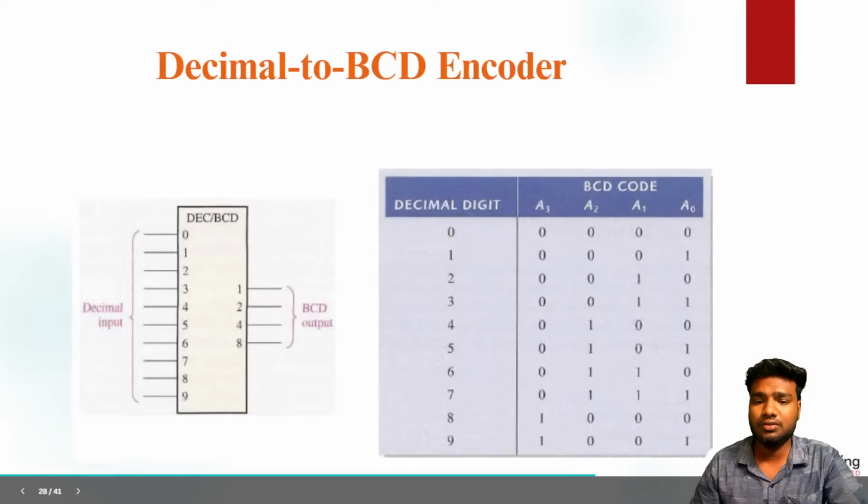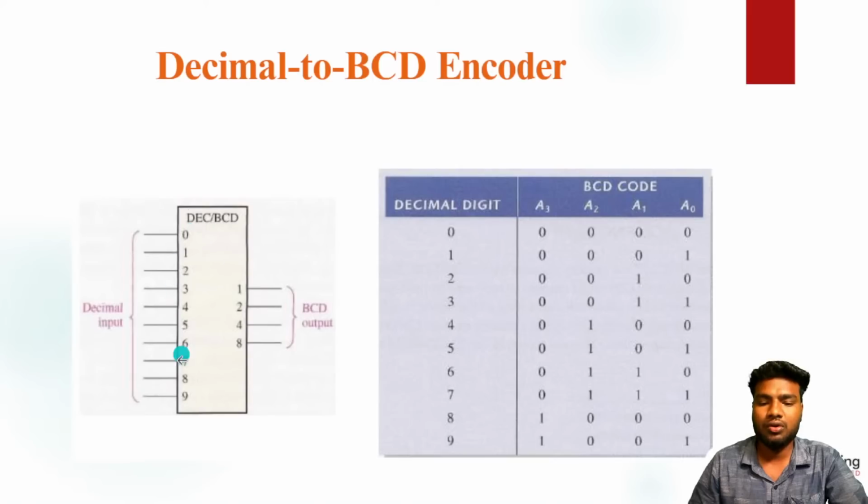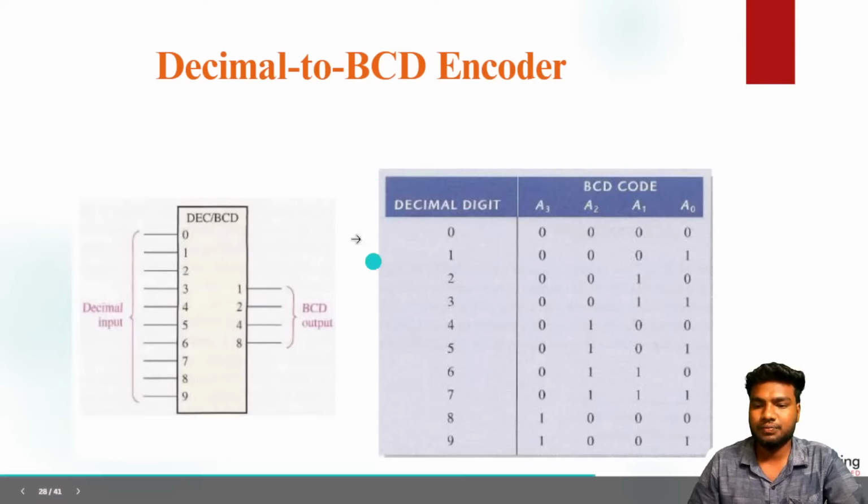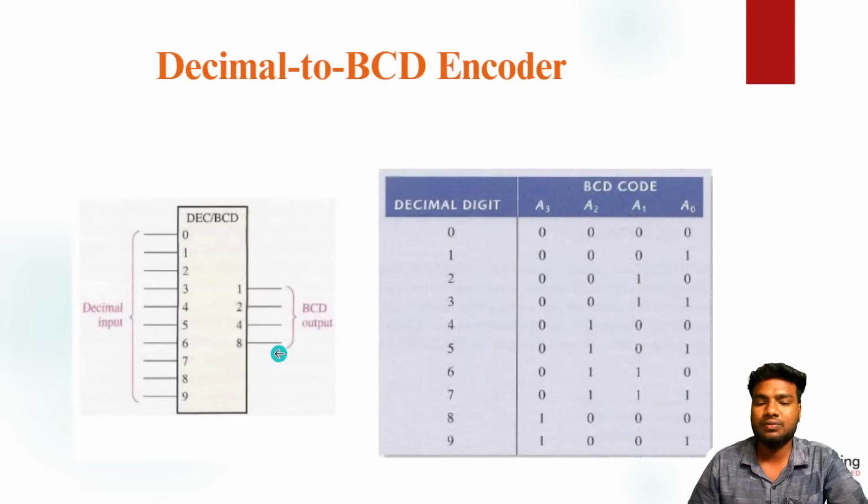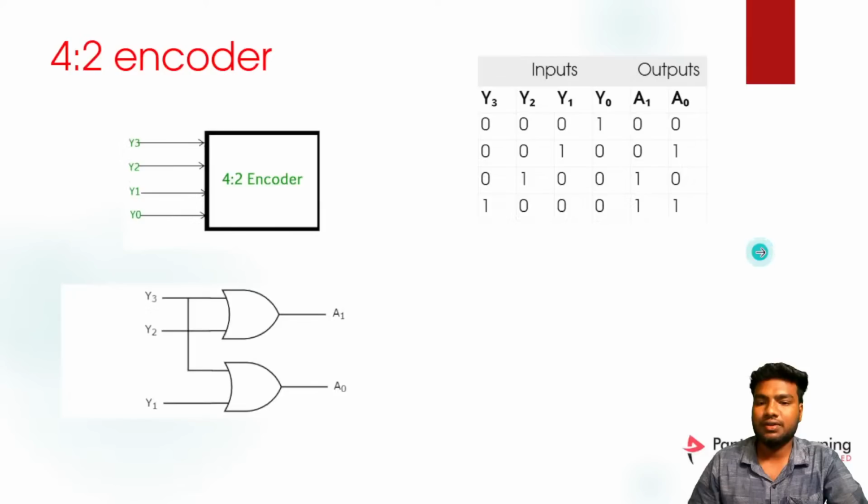So let's see how it works. You can see it has a number of inputs, 0 to 9, so 10 inputs. I can compress them into 4 bits, so a 4-bit output. So this is the decimal to BCD encoder. For the 10 inputs, 0 to 9, we can compress by using 4 outputs. So this is the logic for that.